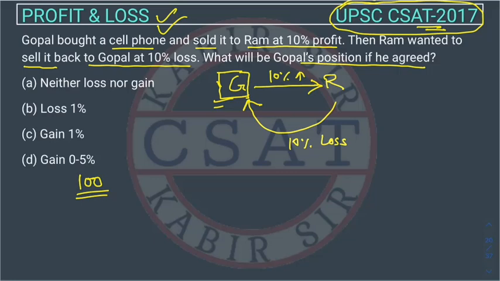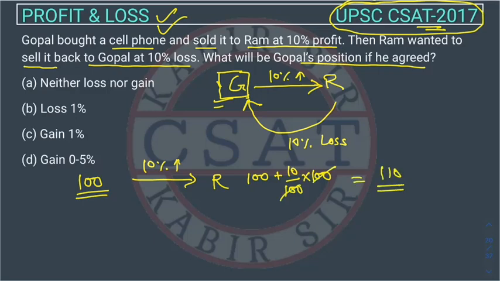So Gopal bought the cell phone for 100 rupees. Now he sold it to Ram with 10% profit. So it will become 100 plus 10% of 100. This 100 will cancel this 100. So the price is 110. So Ram paid 110 rupees to Gopal and he bought this mobile.